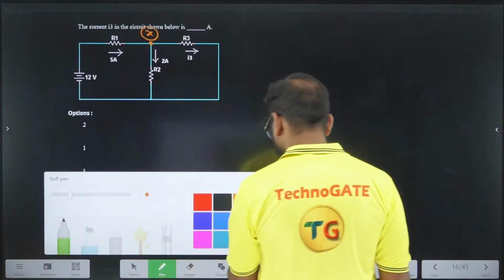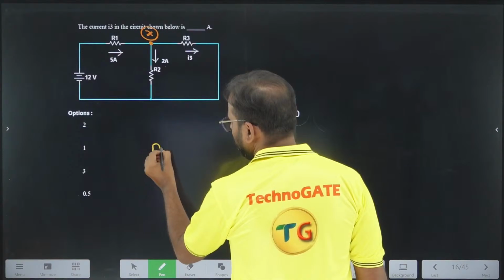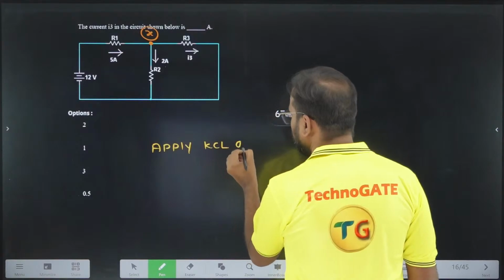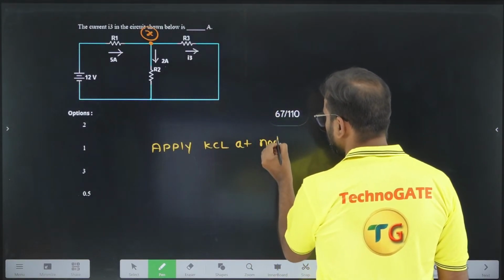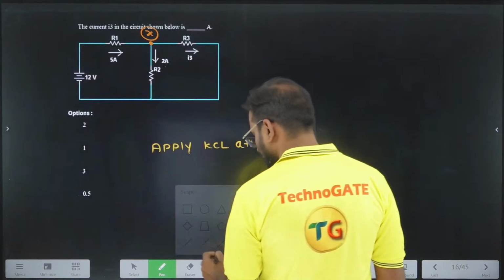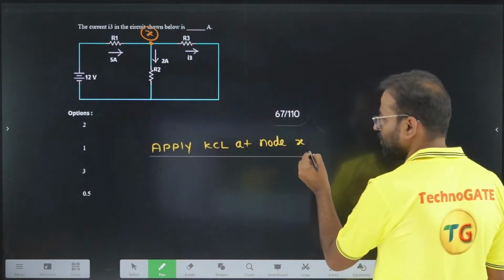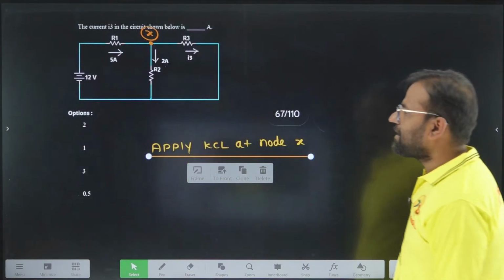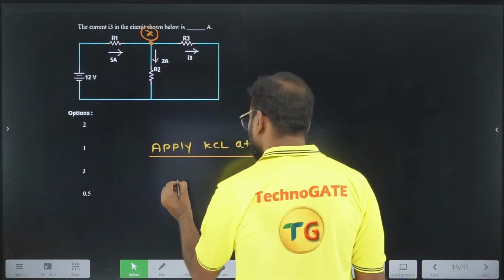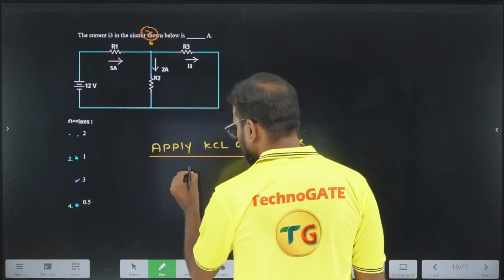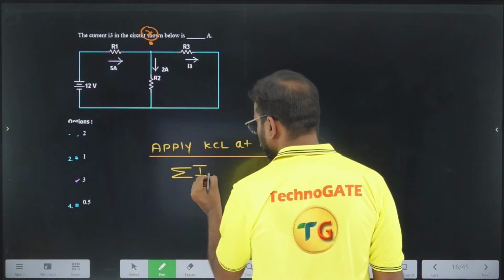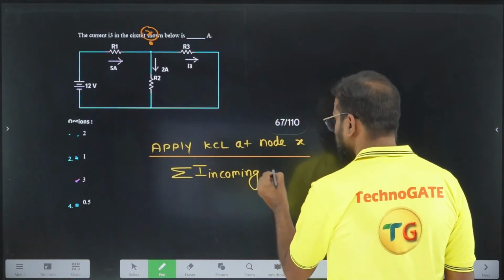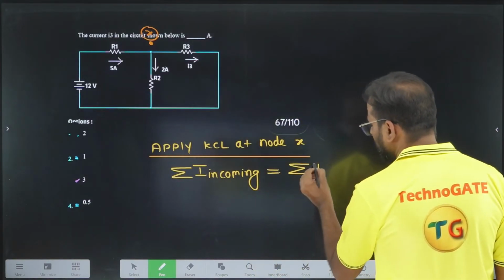So I am applying KCL at node X, and what it says is that the sum of incoming current is equivalent to the summation of outgoing current.